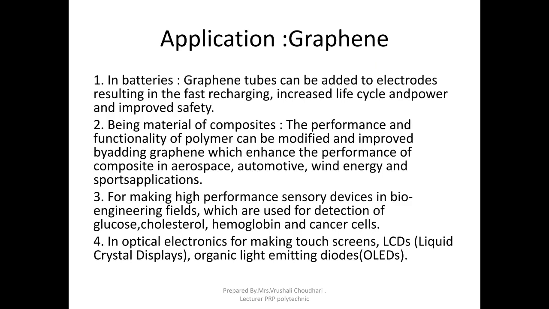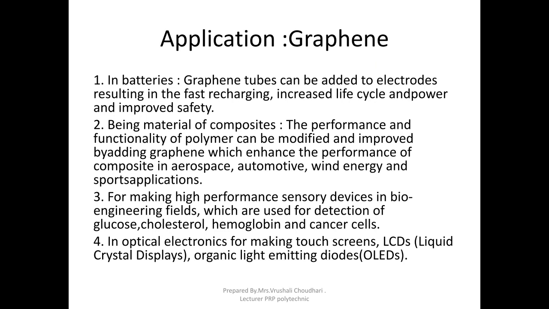Where are we using graphene? We are using it in batteries. Graphene tubes can be added to electrodes, resulting in fast recharging, increasing the life cycle and the power, and improving safety. Did you observe new generation mobile phones have fast recharging, an easy life cycle and higher capacity? That is achieved by the addition of graphene in their electrodes.